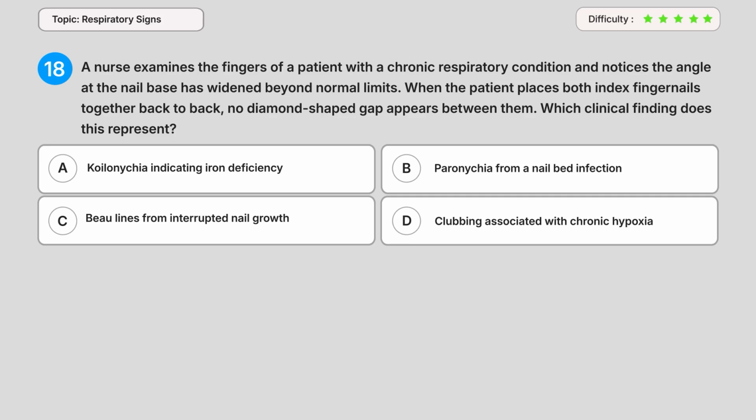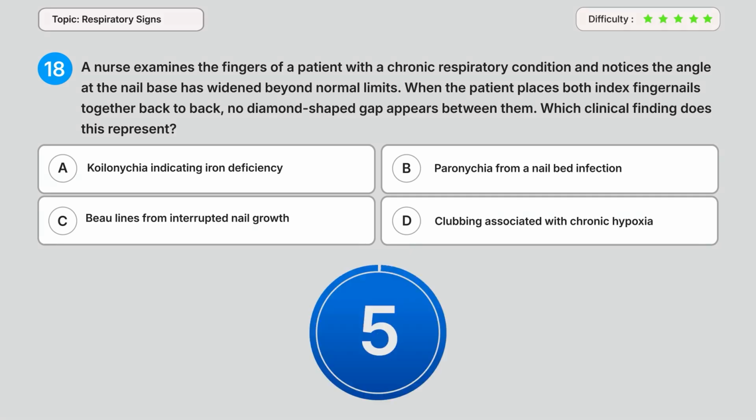A. Koilonychia indicating iron deficiency. B. Paronychia from a nail bed infection. C. Bowlines from interrupted nail growth. D. Clubbing associated with chronic hypoxia. What do you think is the answer?